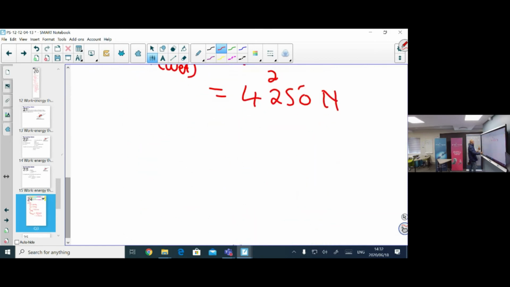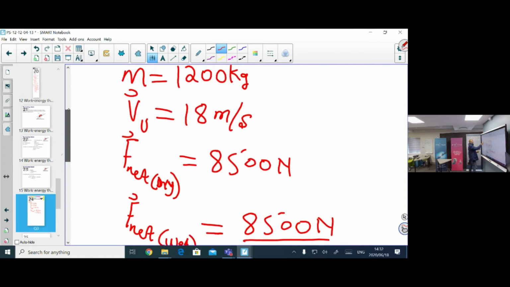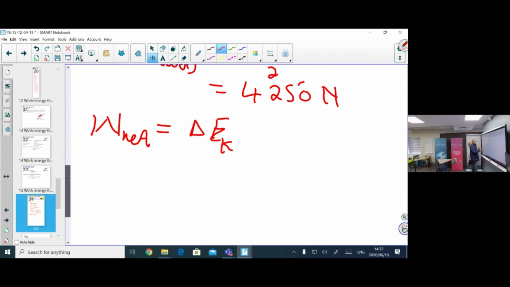We can just go back. You ask yourself, which formula am I going to use? You have to look at the given information first, then you look for the formula. Now, we're busy with the work energy theorem. We know that W net is equal to the change in kinetic energy, the change in EK, of a particular object.